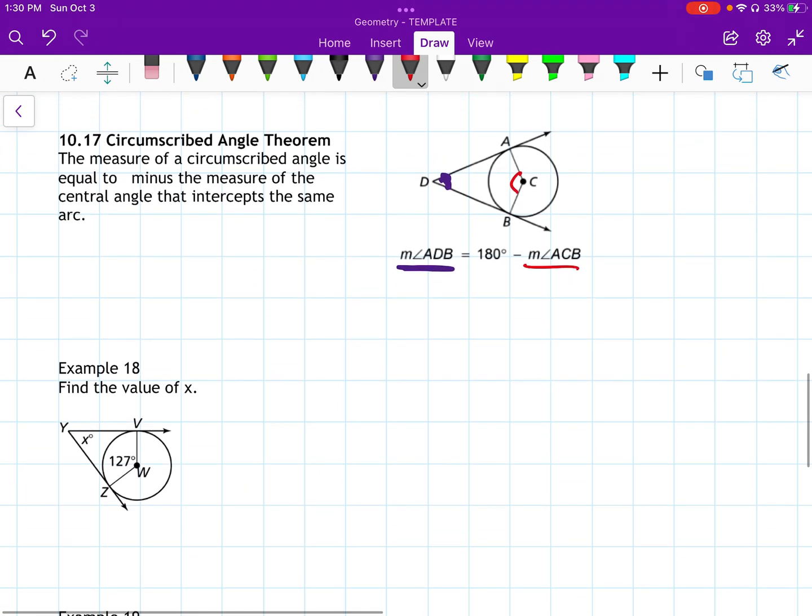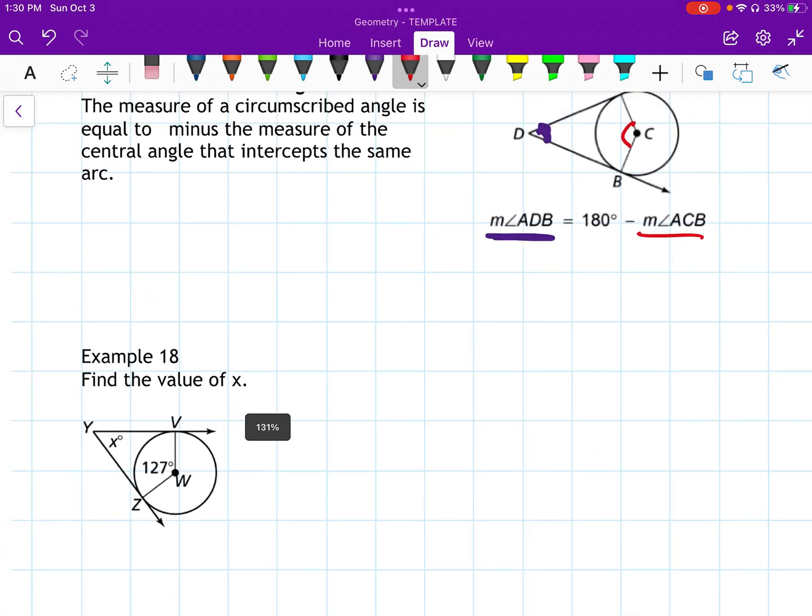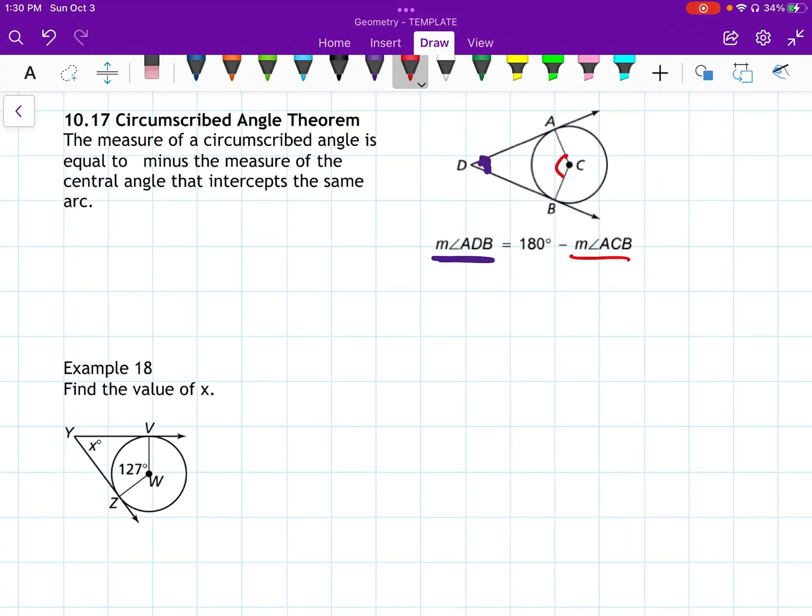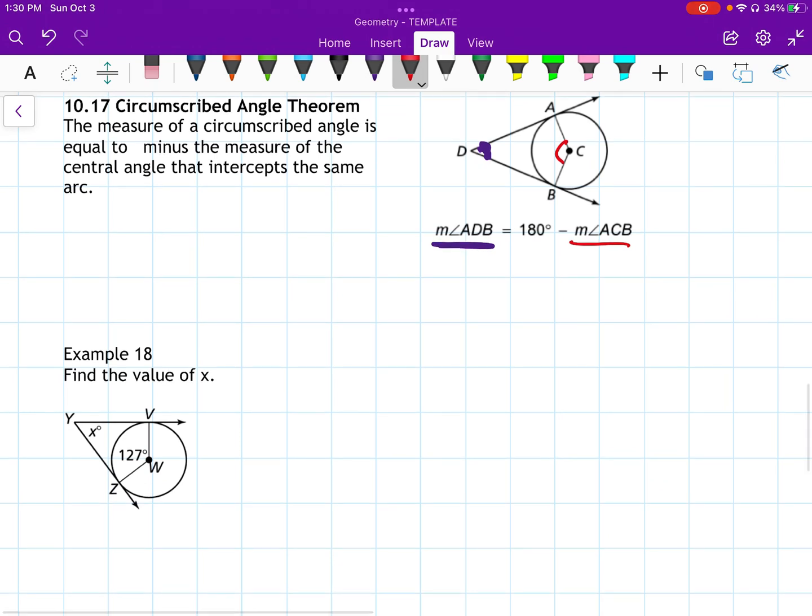Example 18. Well, there's different ways that I could go about doing this. If you don't remember the theorem there, then you could list all the arcs down and do it that way. But you could just use this theorem that we just learned. We could say, well, x would be 180 minus 127, which should give us 53.